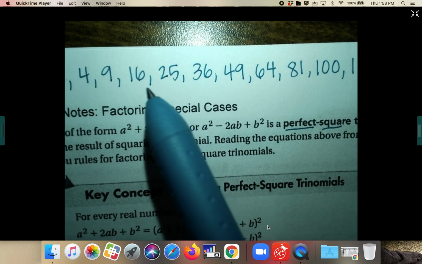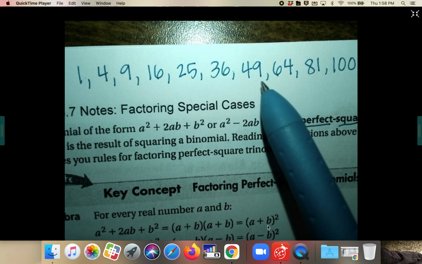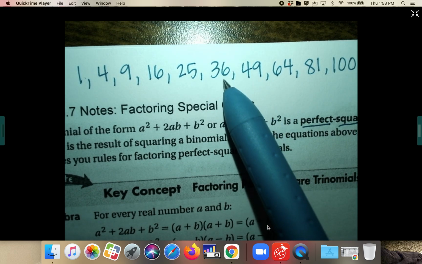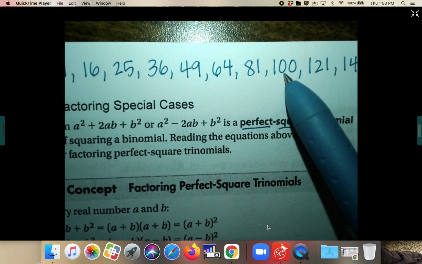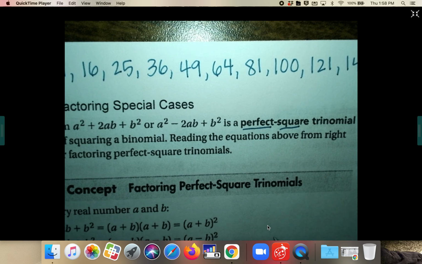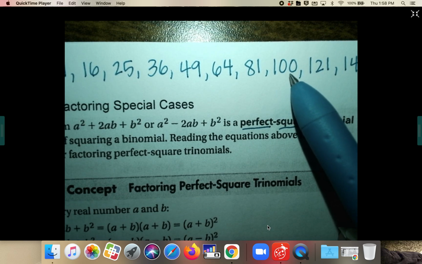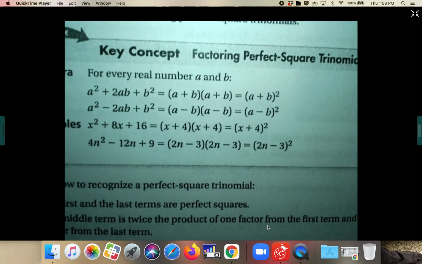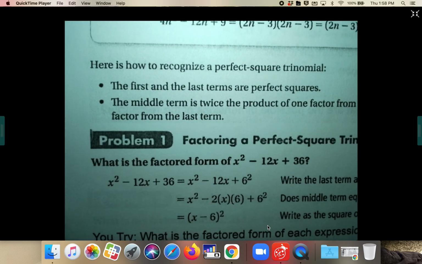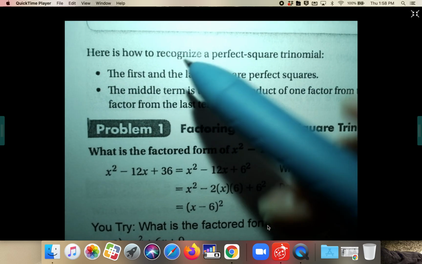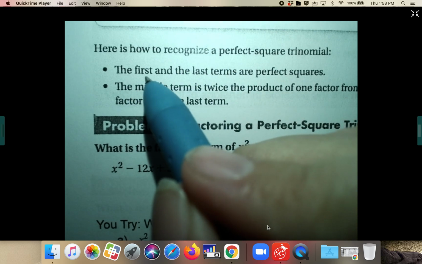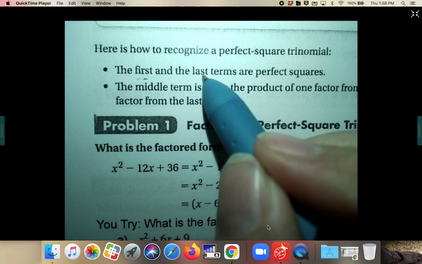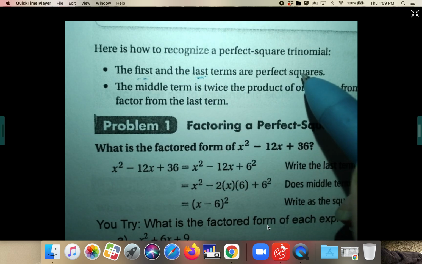So if you have some of these perfect squares memorized and recognize them right away, if you see 36 and know, hey, I know its square root is 6, or if you see 100 and right away you know that its square root is 10, you'll be able to solve these trinomials a lot quicker if it's a special case. So let's look at how to recognize it. If you're taking your test, and right away you recognize that the first number in a trinomial and the last number in a trinomial are perfect squares.